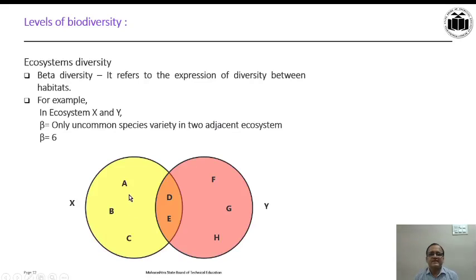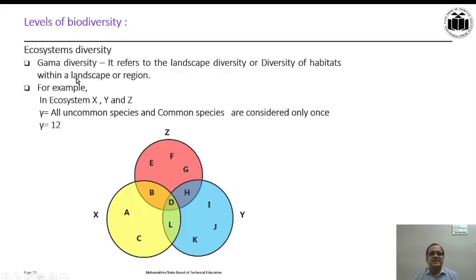So uncommon are A, B, C in ecosystem X, and F, G, H in ecosystem Y. So 3 and 3 makes 6. So beta will be equal to 6. So while calculating beta diversity, we don't have to consider the overlapping species.